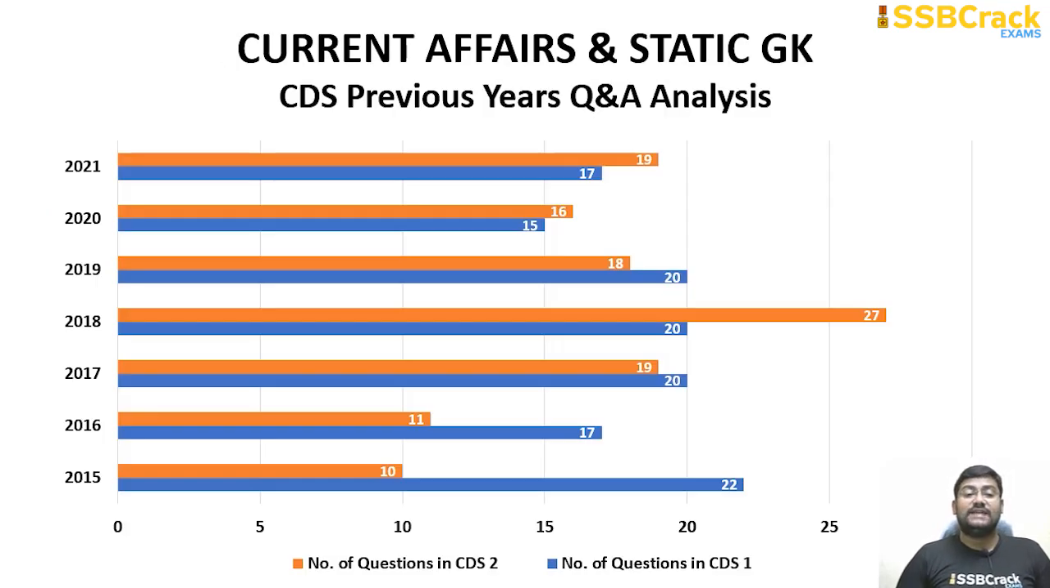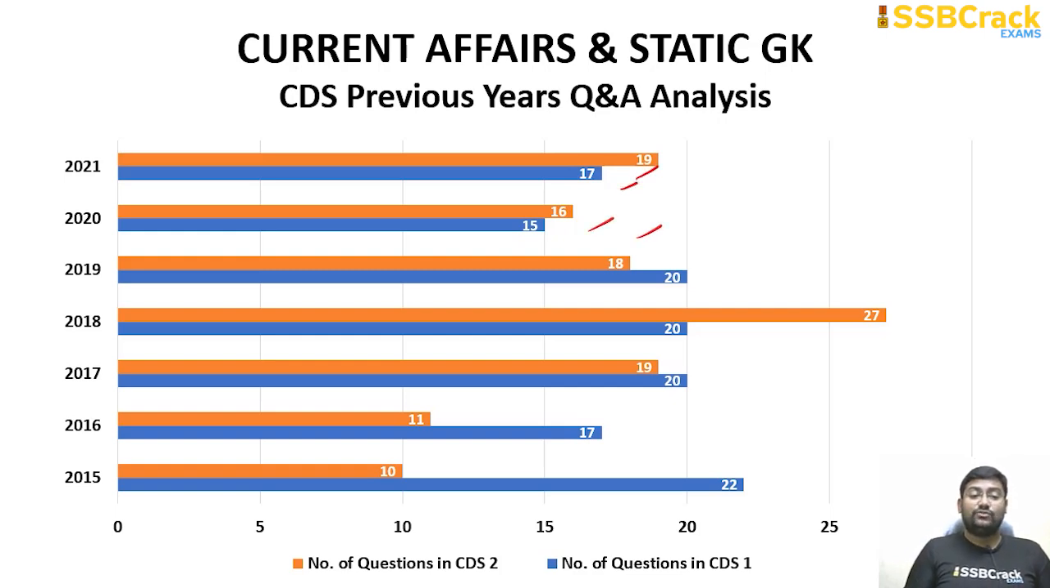And then current affairs and static GK. Current affairs has been gaining a lot more importance in recent times. So make sure that you are keeping a tab on daily current affairs. Read a national level newspaper for at least 20 to 25 minutes and make running notes out of that. Here you can see in the past years also 19, 17, 16, 15 questions have been asked.